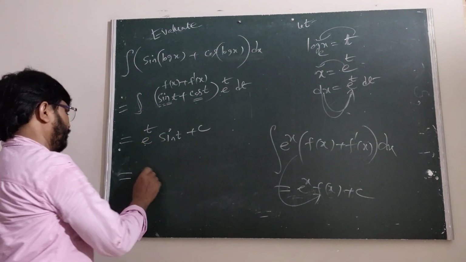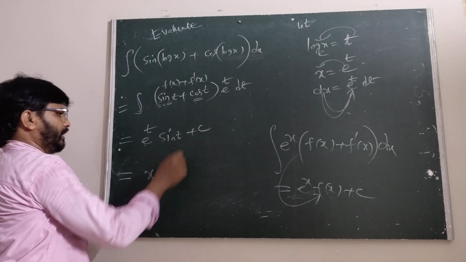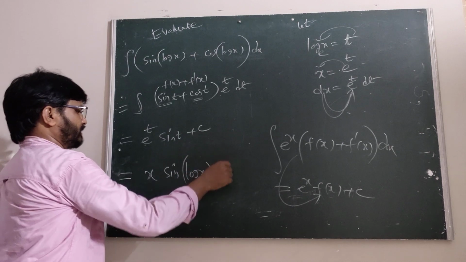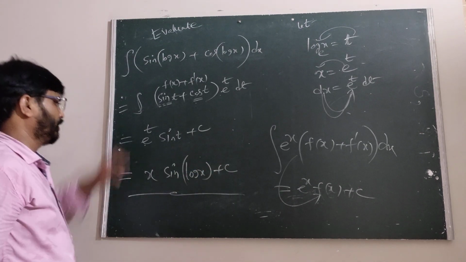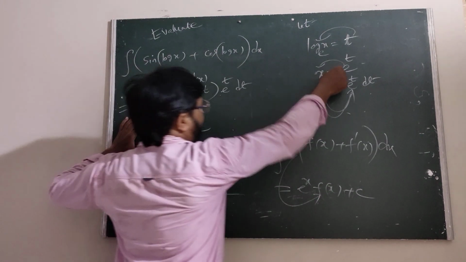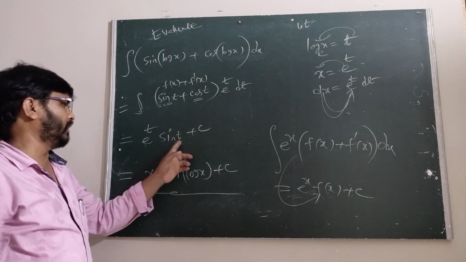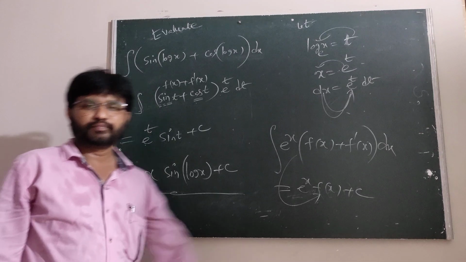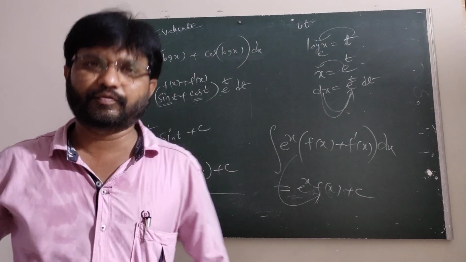That's why e power t is x, and sin of t is the log x plus c. Is it clear? e power t is x and sin of t is the log x, so t is the log x plus c. Therefore the answer is x into sin of log x plus c.